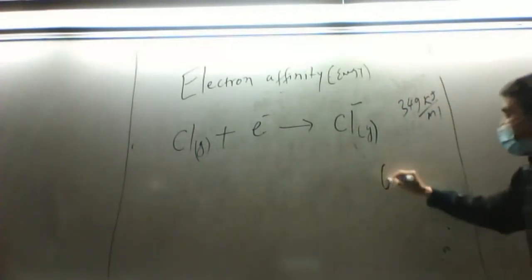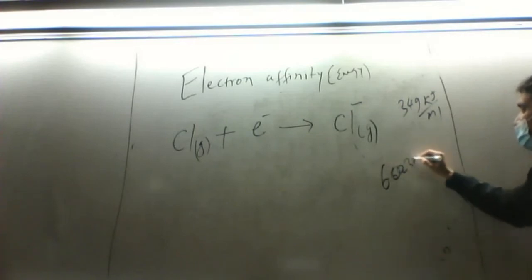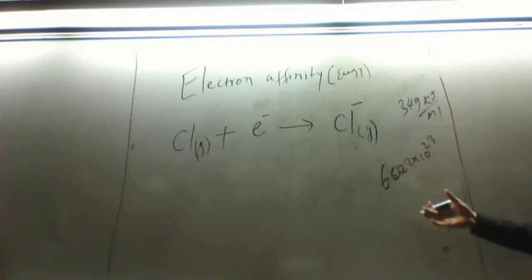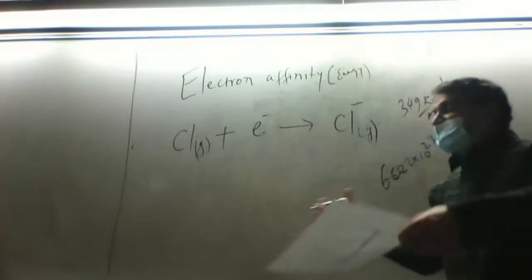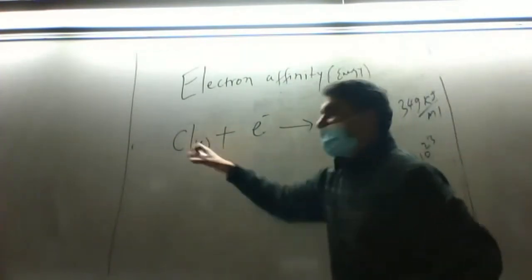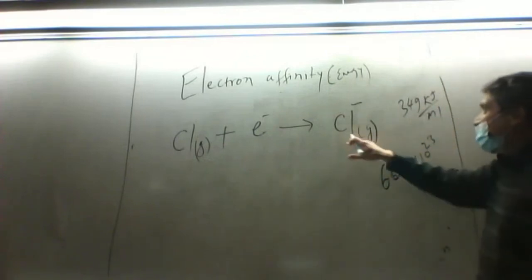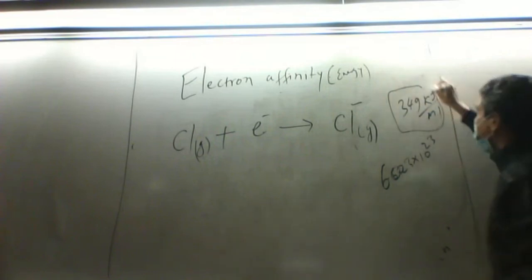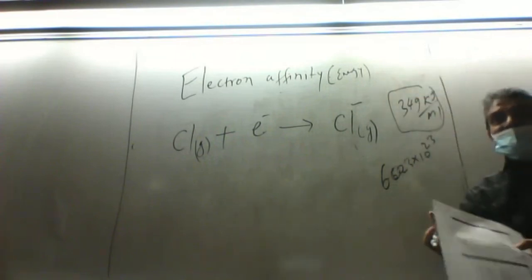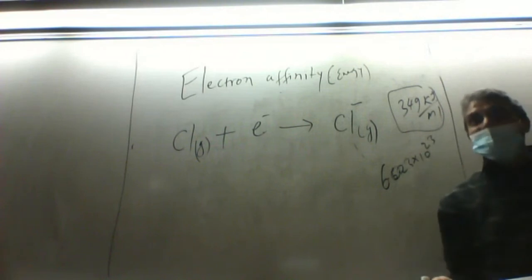So meaning that you have 6.023 times 10 to the power 23 chlorine atoms in gaseous phase, and you give a lot of electrons from outside, and then those electrons jump and attach with the chlorine, and they give 6.023 times 10 to the power 23 Cl minus. And what is the energy released in that process? Meaning it becomes hot, right? It releases the energy, and that much amount of energy is called the electron affinity.